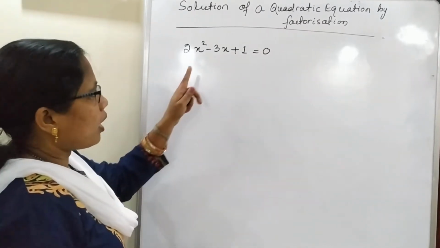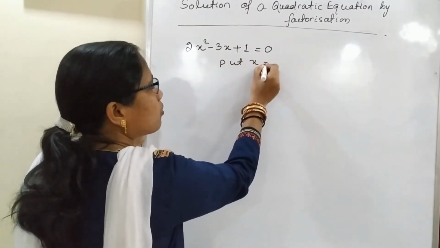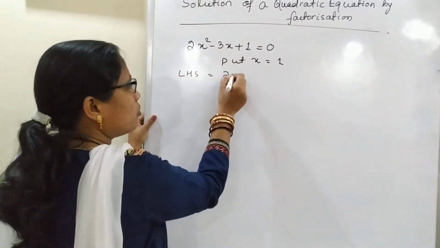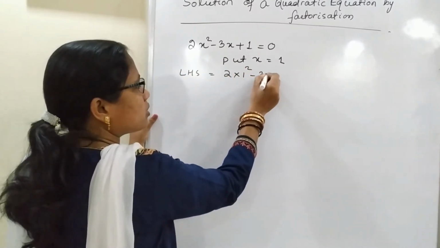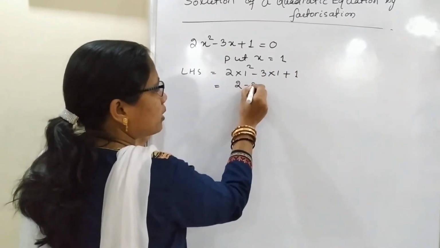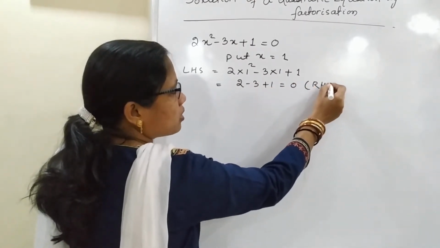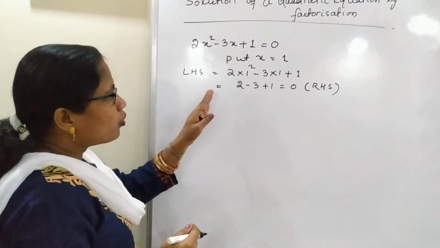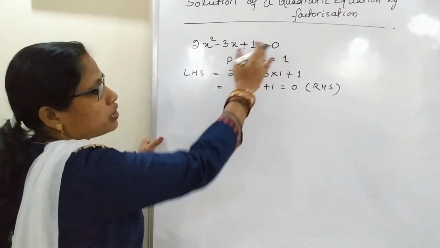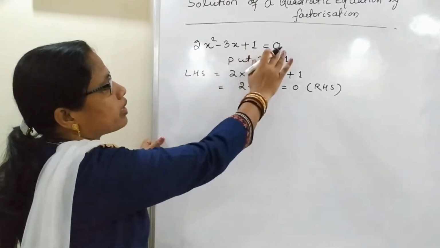If I put x is equal to 1, then LHS will be 2 multiplied with 1 square minus 3 multiplied with 1 plus 1. So this is equal to 2 minus 3 plus 1, which is equal to 0. This is RHS. So here I put x is equal to 1 to convert it into 0. So here 1 is the root of this quadratic equation.